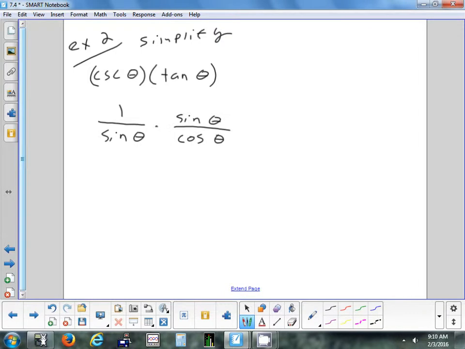Okay, and now when I multiply those together, Nick, what's going to happen there? The sines will cross out and I get 1 over cosine. And what's 1 over cosine? Secant.